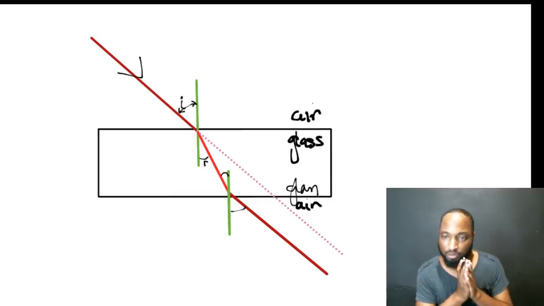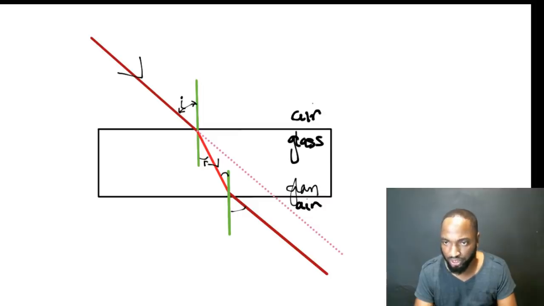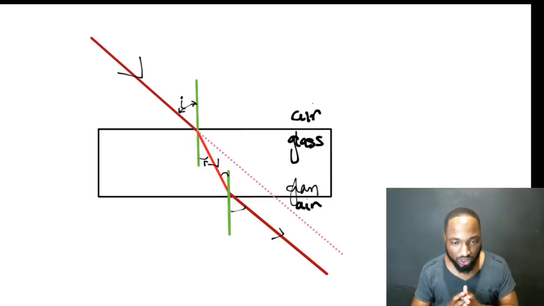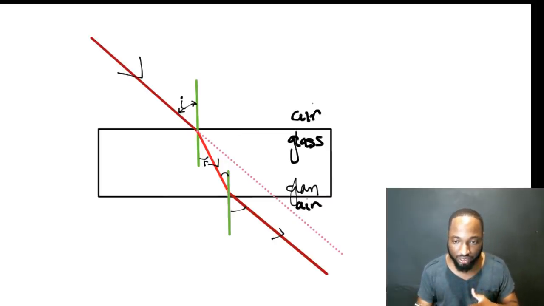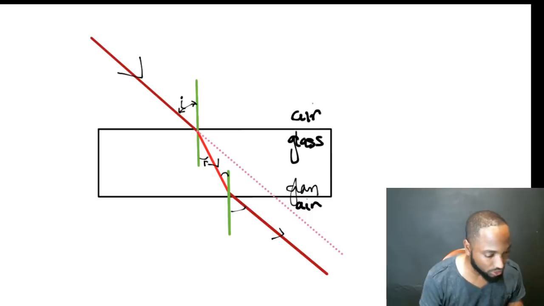Yes, so when it slows down, it bends towards the normal. And as it leaves the optically dense medium, so everybody's hanging on to that point. Let me see some whys in the chat if we're good with this. It speeds up, so the angle of refraction gets wider. Good with that. We could start to go into some equations here.